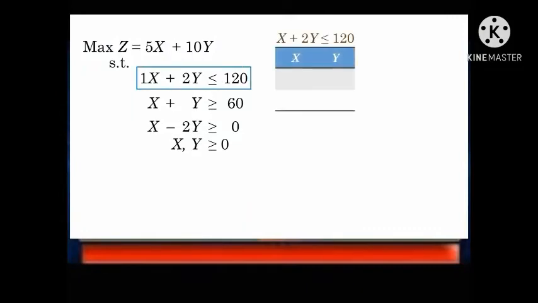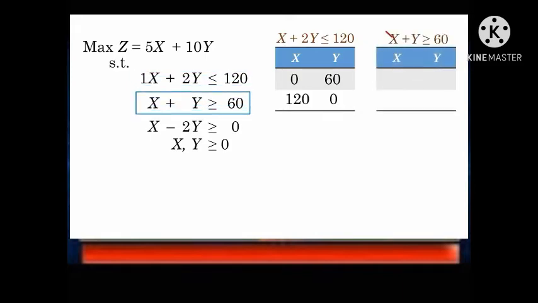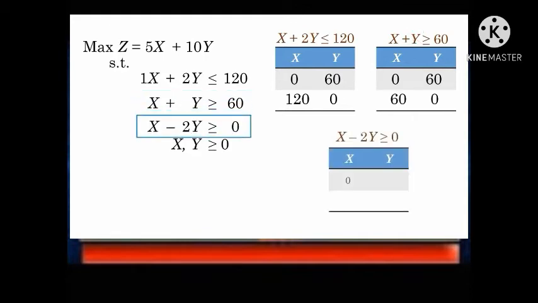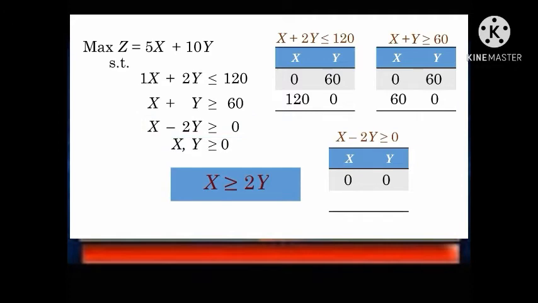For the first constraint line, when x is 0, y is 60, and when y is 0, x is 120. For the second, when x is 0, y is 60, and when y is 0, x is also 60. For the third, when x is 0, y is also 0. So to find another point, we can rewrite the inequality as x greater than or equal to 2y. We can then pick a reasonable value for either x or y and calculate the other. For instance, if y is 50, x is 2 times 50, which gives 100.